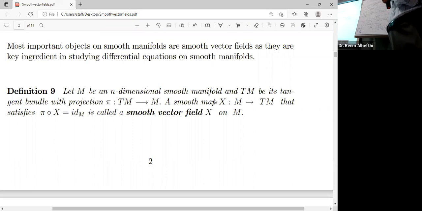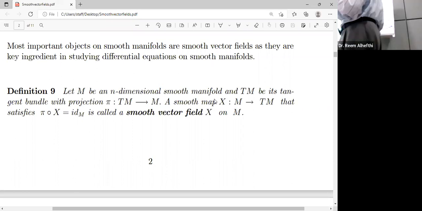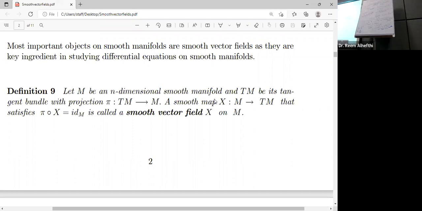Why is it different from the Lie derivative? Now, the vector field is more general. The Lie derivative is restricted. And the Lie derivative not only acts on functions, it acts on tensor fields also.